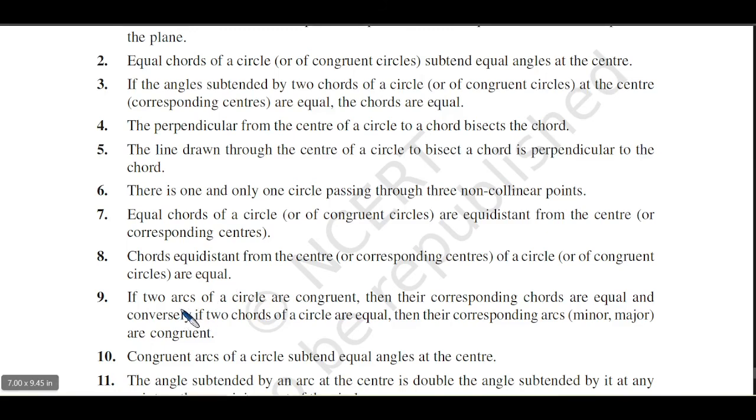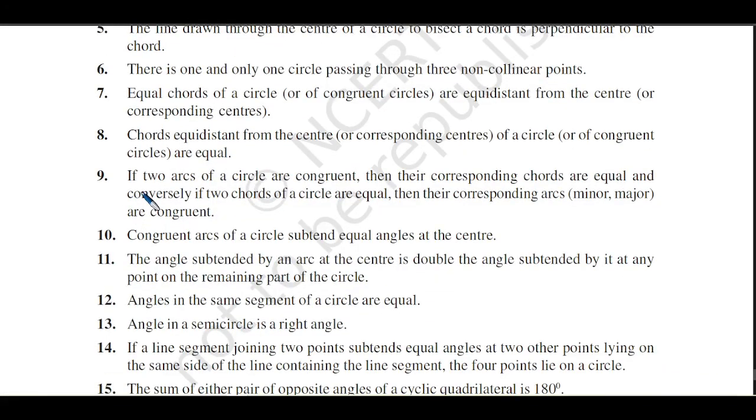If two arcs of a circle are congruent, then the corresponding chords are equal, and conversely, if two chords of a circle are equal, then the corresponding arcs are congruent. Obviously, if two arcs are the same, then the chords drawn on them will be the same. Congruent arcs of a circle subtend equal angles at the center. It's similar to chords: equal chords subtend equal angles.